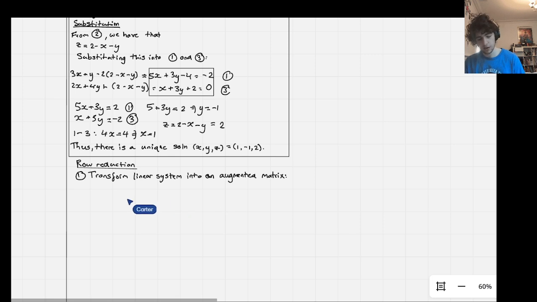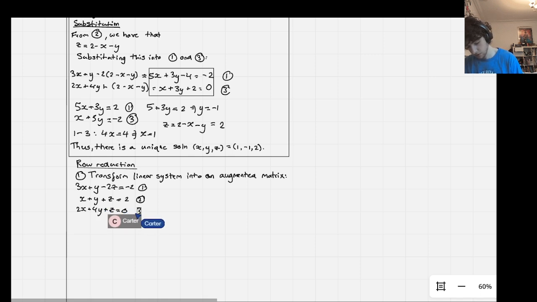Notably, in the example above, we had the linear system: 3x + y - 2z = -2. That was our first equation. Our second equation was x + y + z = 2. And our third equation was 2x + 4y + z = 0. So that was equation number 3.